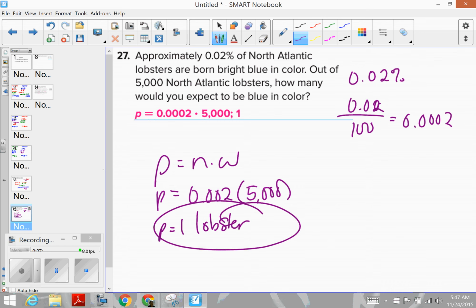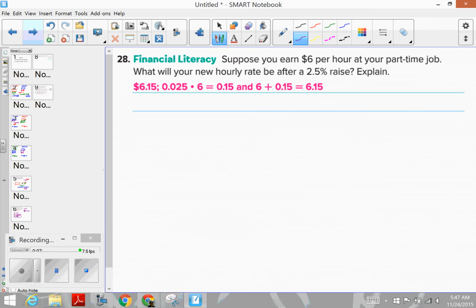Okay. So suppose you earn $6 per hour at your part-time job. What is your new hourly rate after a 2.5% raise? So part equals percent times whole. You don't know how much your raise is, so that stays your P. Your raise is 2.5%, which is 2.5 over 100, and that equals 0.025.